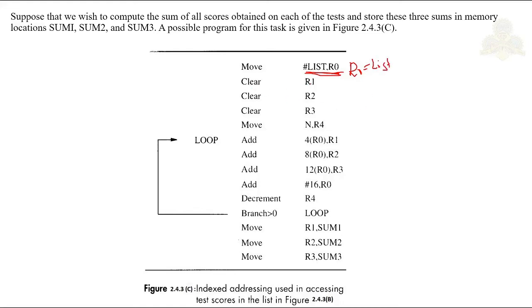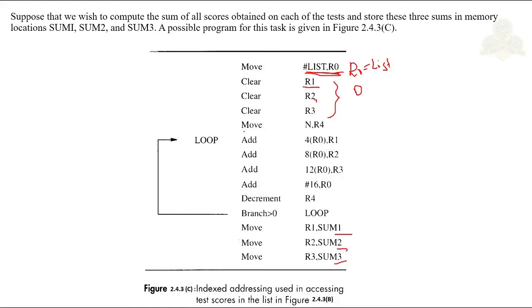Now clear R1, R2 and R3. So these three registers are cleared to 0 in the first iteration. Why are these cleared to 0? We want to calculate the sum of three tests and store them in the locations sum 1, sum 2, and sum 3. These registers might contain some values, so it is always better to clear them and then use them.